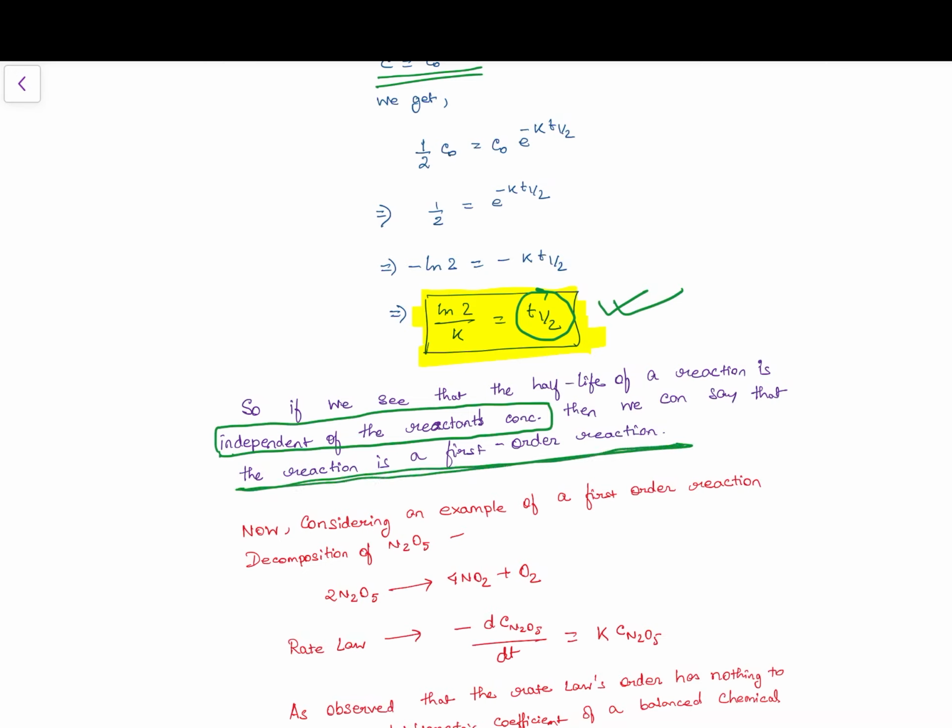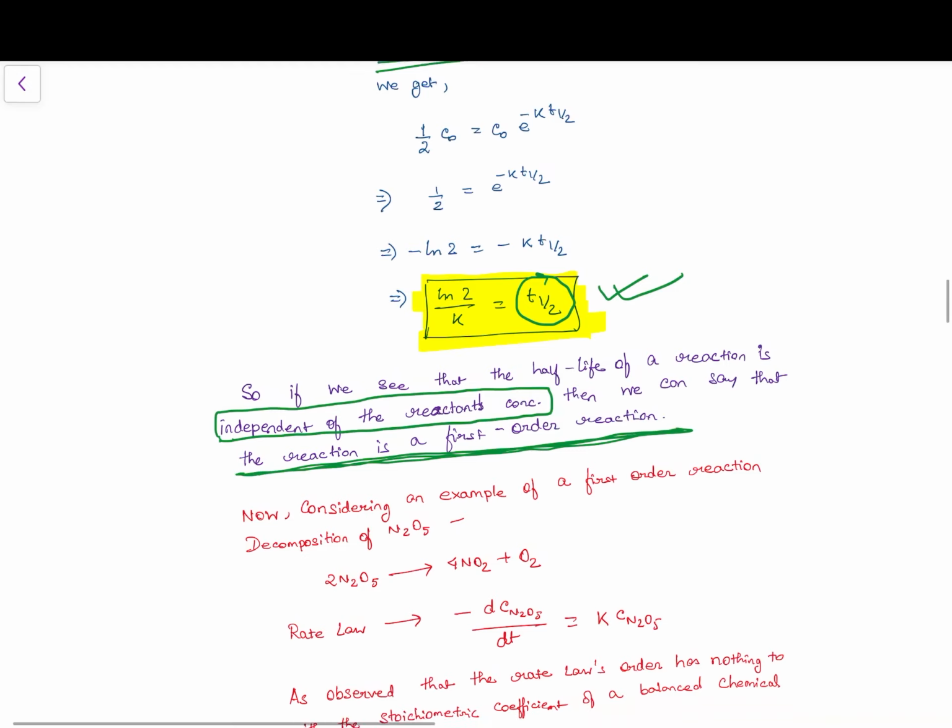This is very important for examination purposes, as just by looking at the equation itself, if we see by plotting that the value of t half is independent of the initial concentration of the species, then we know that it is a first order reaction.